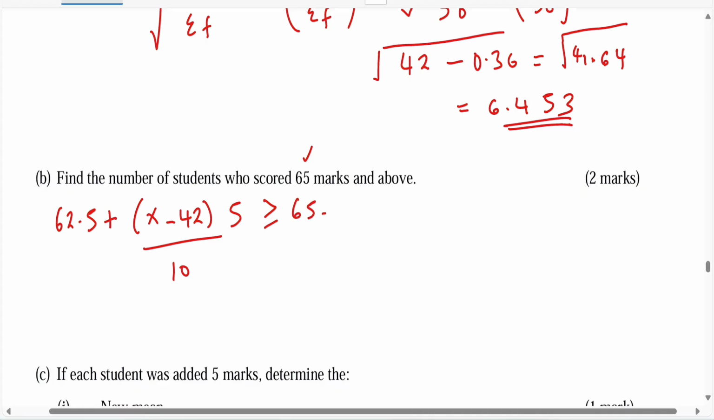So that 62.5 we take to the other side. So here it will be subtract, so you are taking 65 minus 62.5, and we remain with x minus 42, times 5 over 10.